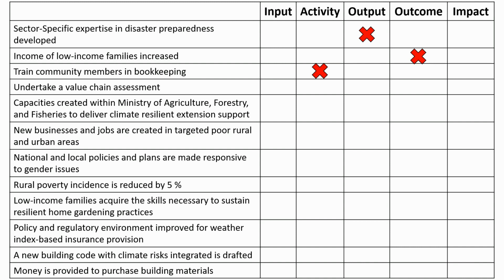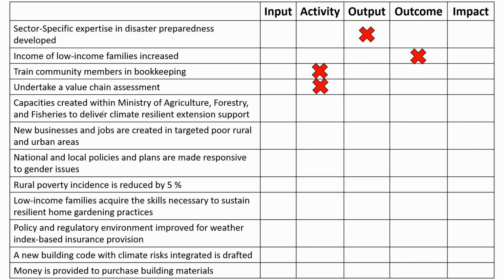Undertake a value chain assessment. This is not an input. We would need maybe an expert to do that. We would need a consultant to undertake the value chain assessment, an economist. That would be our input. But this is undertake. There's an action word there. Or conduct a value chain assessment. And that's the giveaway there. Conduct or undertake a value chain assessment is the activity. And you can think of the output that this would contribute to. Maybe we're linking buyers and sellers of a certain commodity together. That could be the output.